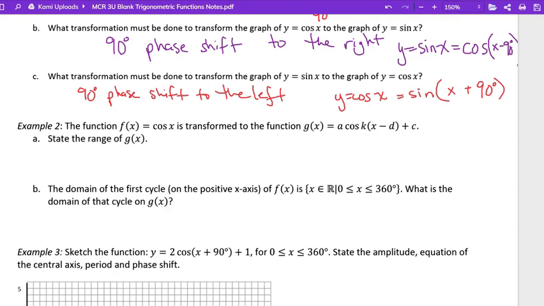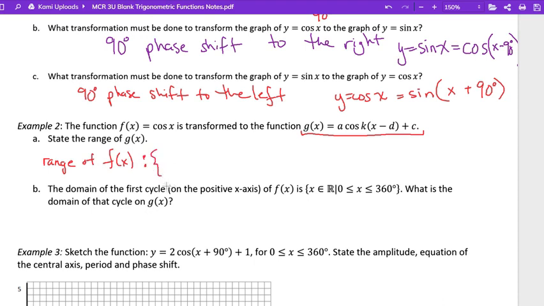Example 2. The function f of x equals cos x is transformed to the function g of x equals a cos k(x minus d) plus c. First of all, state the range. So range again is like this. Okay, range of the parent. Let's make a note. Range of f of x. Right, that's the parent range.